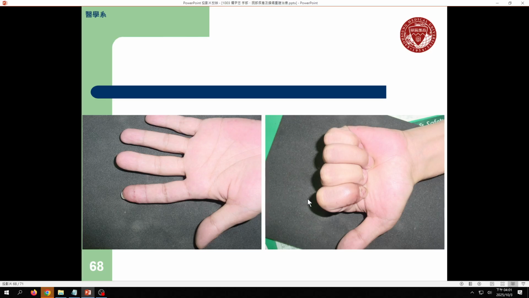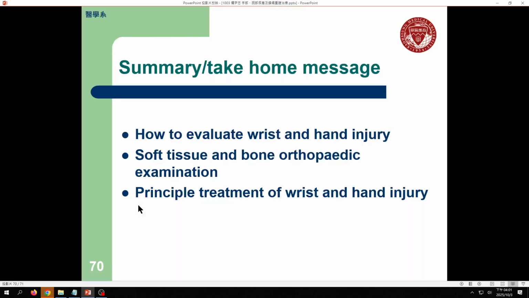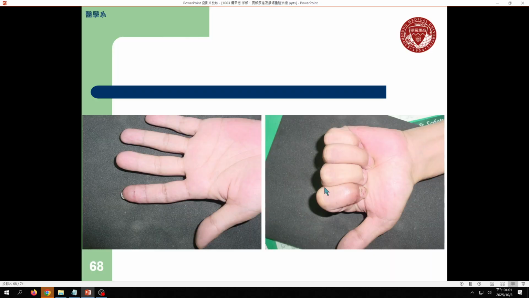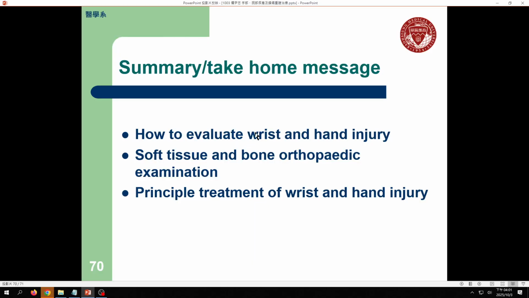Which one? Injured. Index. This one. Okay? Index injury. And then return to normal function. Okay. So I think today that's a talk for 75 minutes. And take a note, the summary note is how to evaluate the injury, soft tissue and bone examination, and the principle of treatment. Why I say always based on the principle. And the first one is the anatomy. Okay? And if you know anatomy, you know what caused the disease, and then you will know how to treat it.